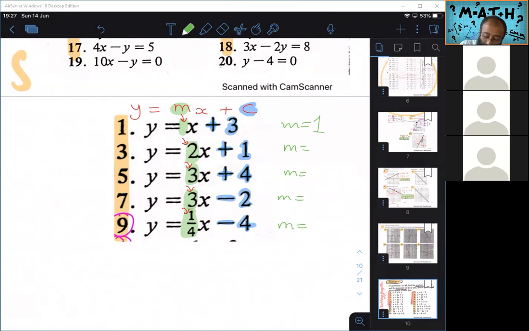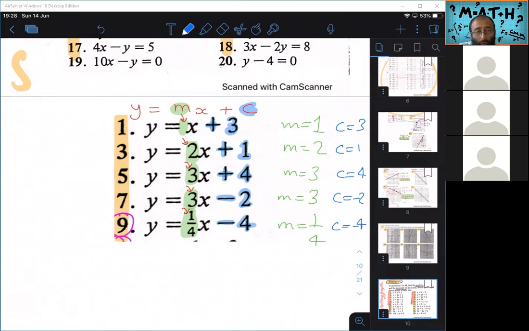2. And what's the next M value? 3. And the next M value? 3. And the next M value? 1/4. Okay, Salia, what are the C values? C is 3. What's the next C value? 1. And what's the next C value? -2. And what's the next C value?